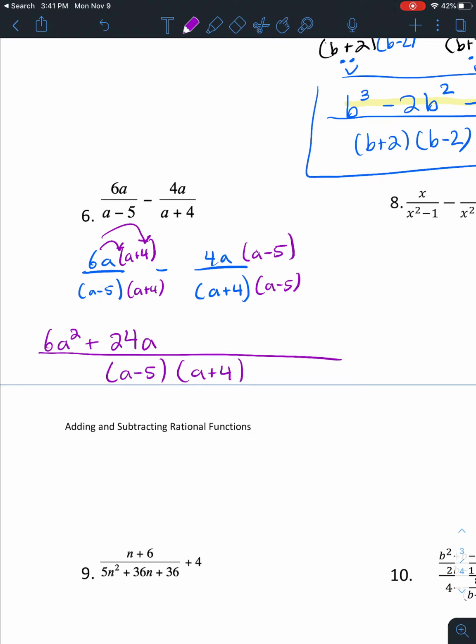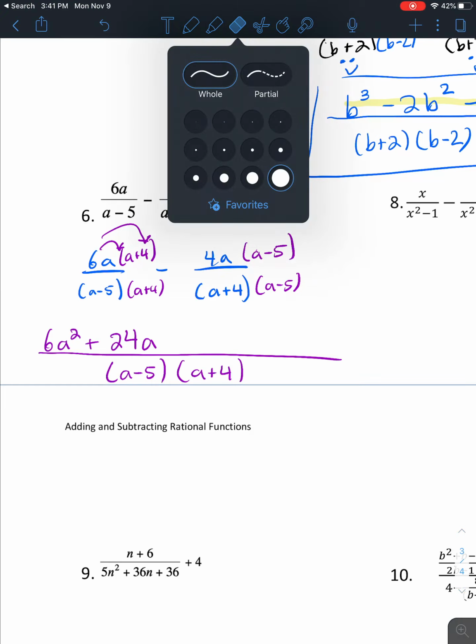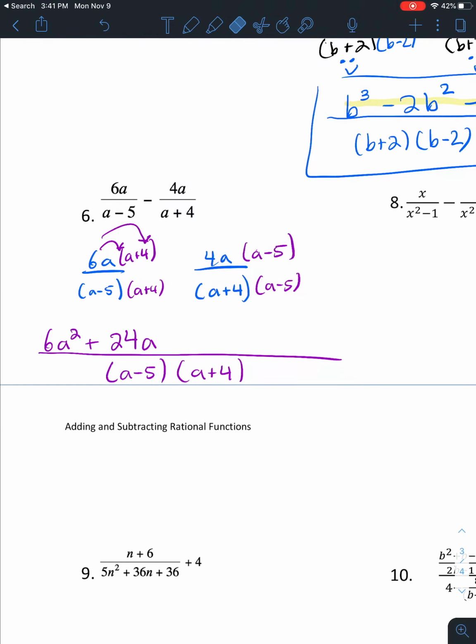But this minus sign is going to cause us some trouble because it's so far away from the problem. So let me make this a little closer because in reality, this is negative 4a. And it's multiplying both of these. So that's why it's really important that you don't forget about that negative. It's negative 4a times a, which is negative 4a squared. It's negative 4a times negative 5, which is plus 20a. So just remember when you're subtracting, that negative sign does distribute to everything to the right.